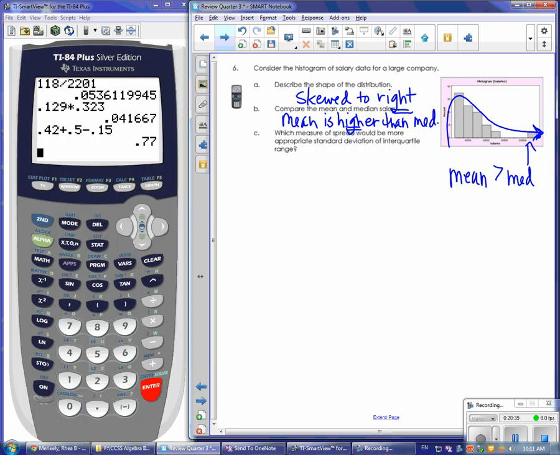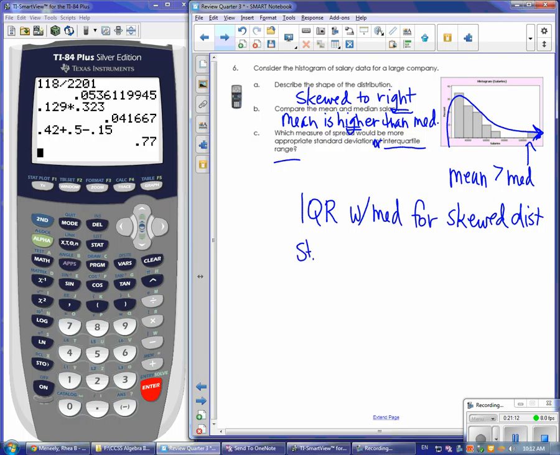And then in letter C, it says which measure of spread would be more appropriate, the standard deviation, or, that should say or the interquartile range. Well, if a distribution is skewed, you need to remember that the mean is screwed up, so we don't want to use it. If a distribution is skewed, we use the median. And the measure of spread that corresponds to the median would be your interquartile range. So we'd want to use the interquartile range with the median for skewed distributions. And we'd use the standard deviation with the mean for symmetric distributions.